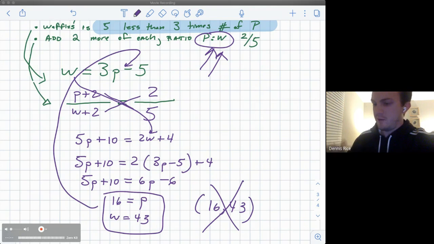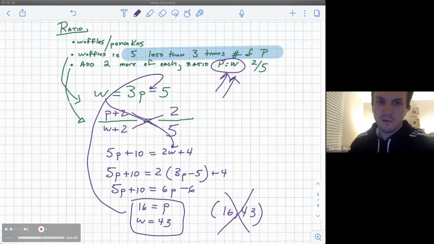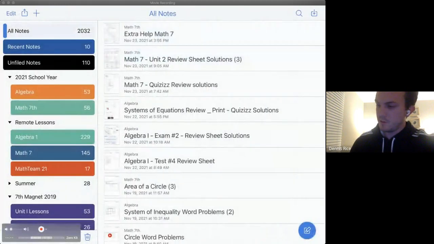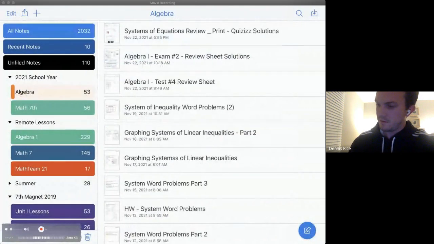Age problems were okay. Ratio problems, this was okay. I don't have an age one, so let's look at the one on the review sheet. Those are kind of annoying to come up with, so we'll just go over the one on the review sheet to talk about it. Age problems. You guys are not in seventh grade math.